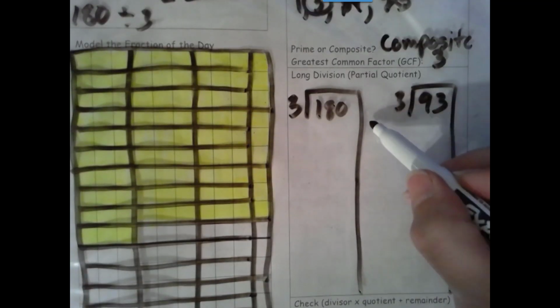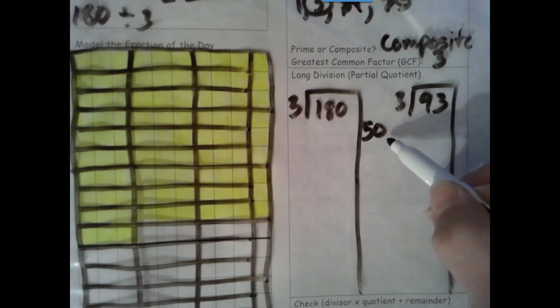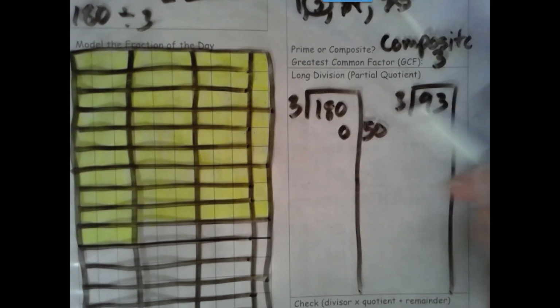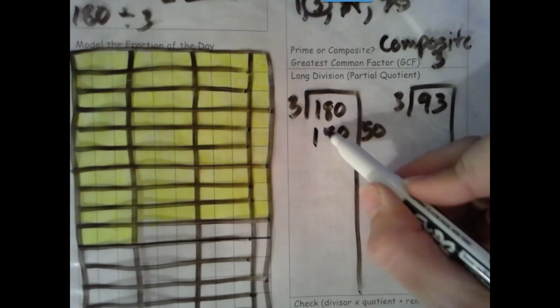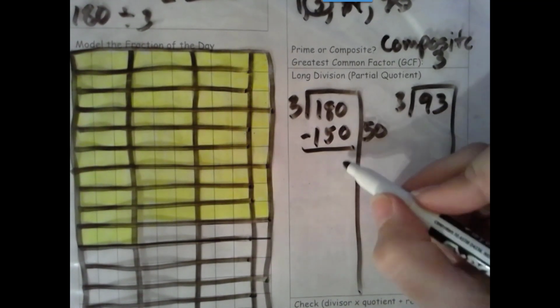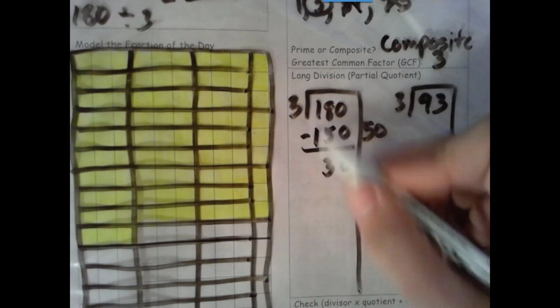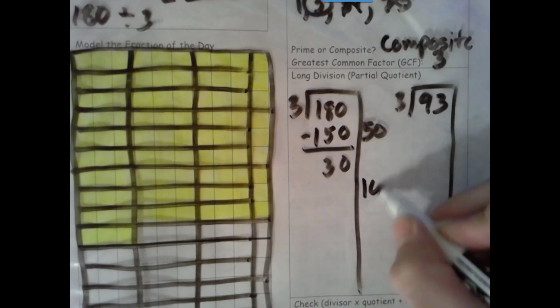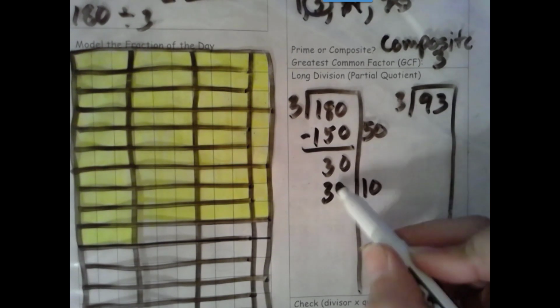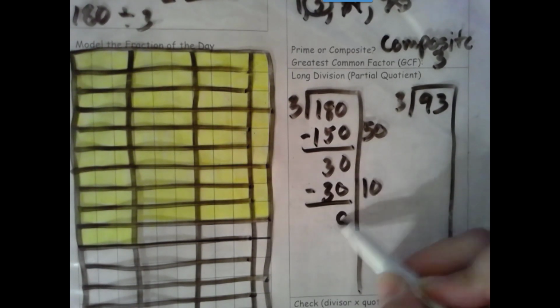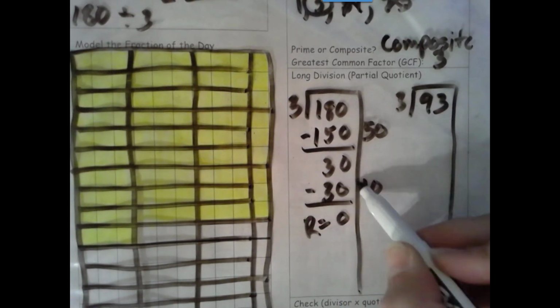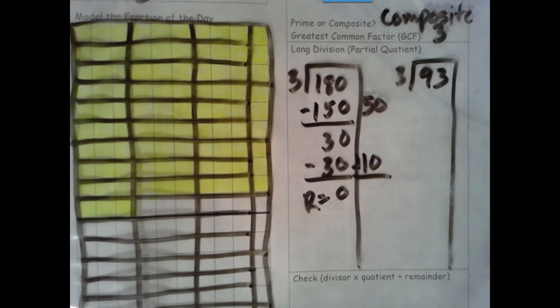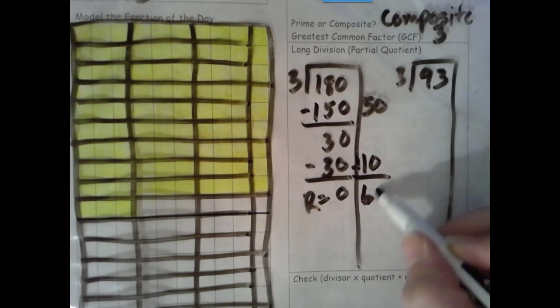Let's see. Let's try 3 times 50. Placeholder moves it over a place. 5 times 3 is 15. Numbers the same, 0 is a game. More on top, no need to stop. 10 times 3 is 30. Add these partial quotients together. 50 plus 10 is 60.